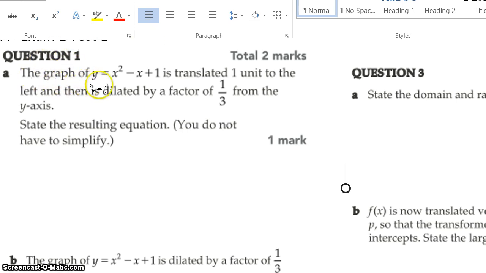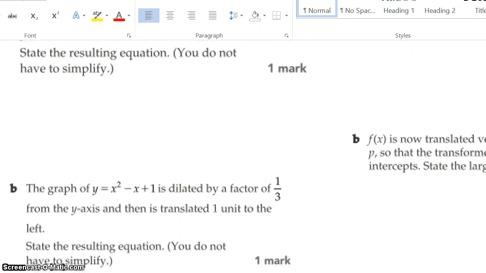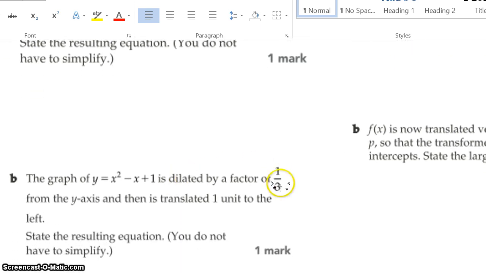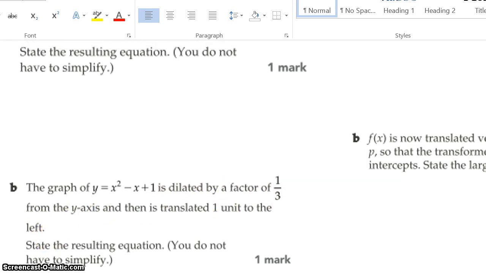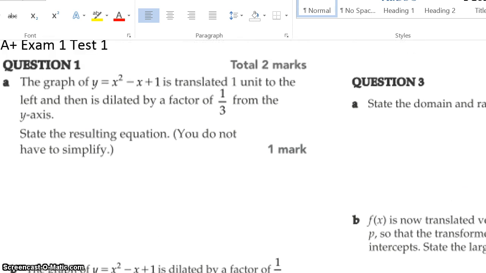So the graph of x squared minus x plus 1 is translated 1 unit to the left and then is dilated by a factor of a third. And then the next question I'm going to do after that is the same graph, but now it's been dilated by a factor of a third from the y-axis, and then translated 1 unit to the left. So it's basically the same thing, but in reverse order. And I just want to show you how it's different based on the order. So I'll do this first one, and then I'll show you the next one.